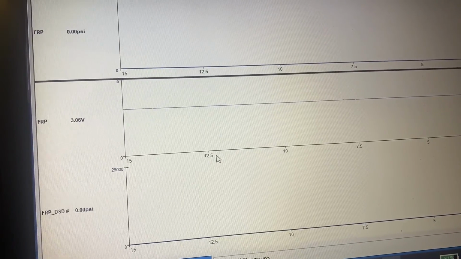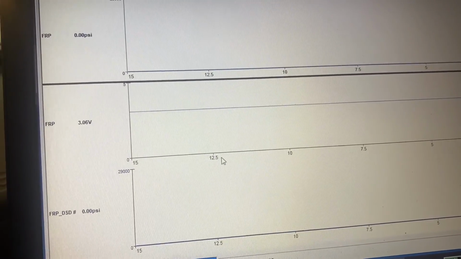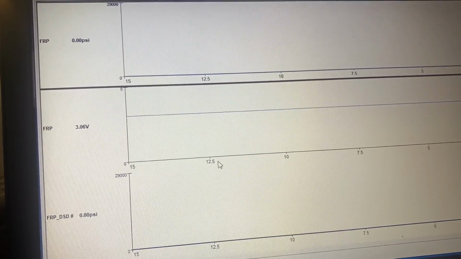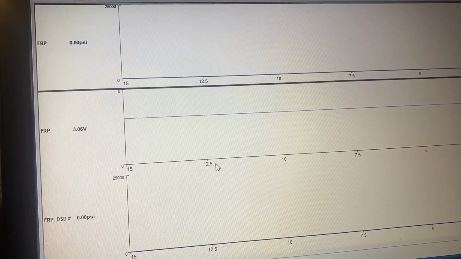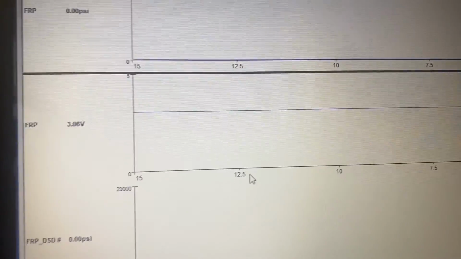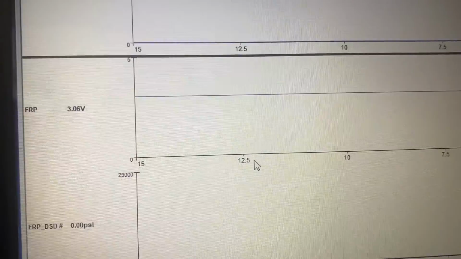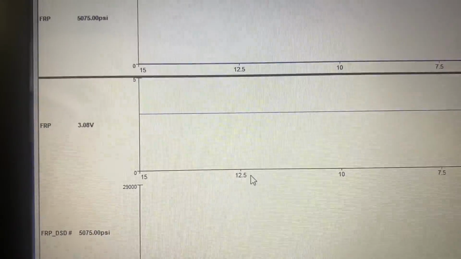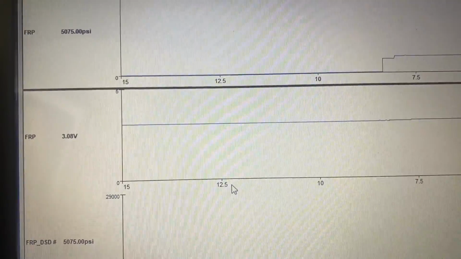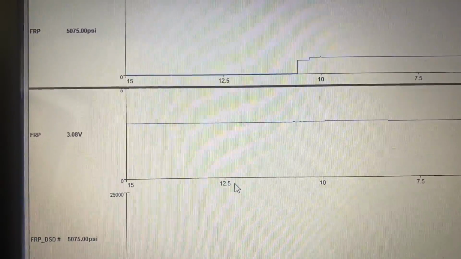All right, we got a fuel rail pressure issue. You'll notice key off, engine off, fuel rail pressure at zero. But take a look at that voltage there. Now I'm going to start up the truck. This is a 6.4, by the way. We're going to start up the truck, and you'll notice that we're still at 3 volts.